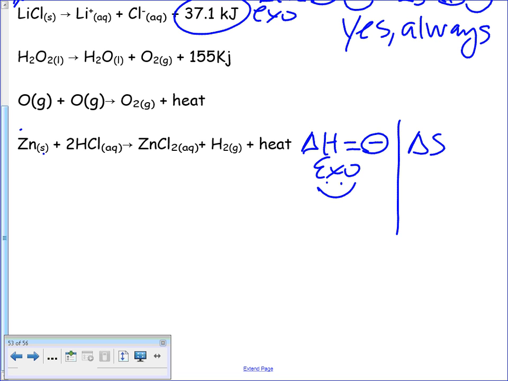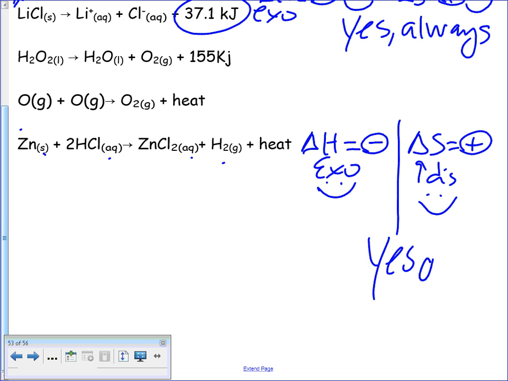It's going from solid, yeah, it's balanced. Solid and aqueous to aqueous and gas. Crazy gas, right? Crazy gases are disordered. Positive. Okay, so increasing disorder and yeah. So yes, always. These happen to be yes, always. Okay. I think we're done here.